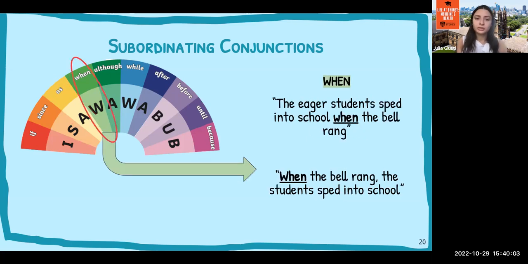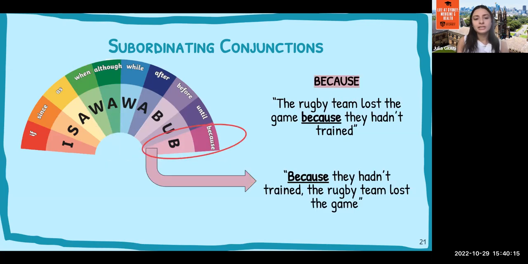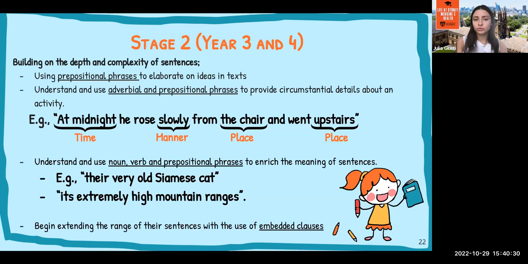An example of the subordinating conjunction when used in a sentence could be, the eager students sped into school when the bell rang. When the clauses are flipped, this would become, when the bell rang, the students sped into school. An example of the subordinating conjunction because used in a sentence could be, the rugby team lost the game because they hadn't trained. And when the clauses are flipped, this would become, because they hadn't trained, the rugby team lost the game.